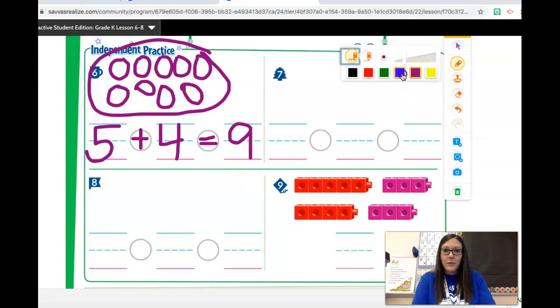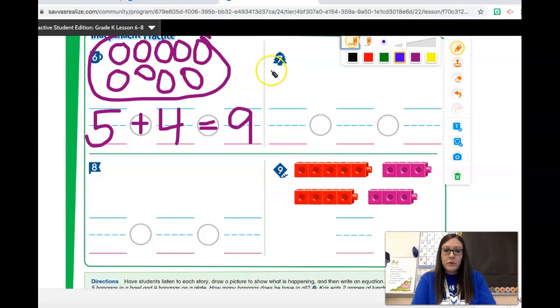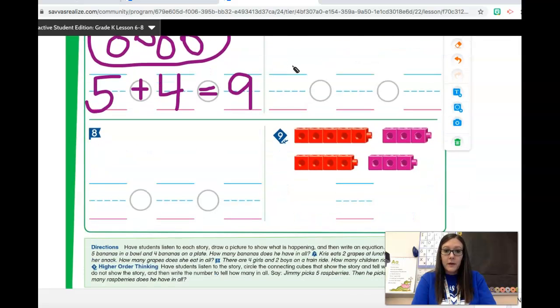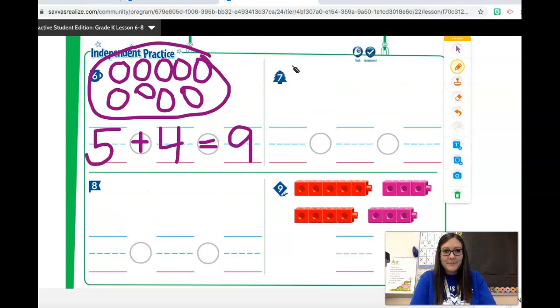All right, let's try another one. Number 7 Christmas tree. I want you to listen to the math story and then try it all by yourself first before you check your work with me. Listen close. Chris eats 2 grapes at lunch, and then he has 6 grapes for snack. How many grapes did Chris eat in all? Listen one more time. Chris eats 2 grapes for lunch and 6 grapes for snack. How many grapes did Chris have in all? Give it a try. Push pause.